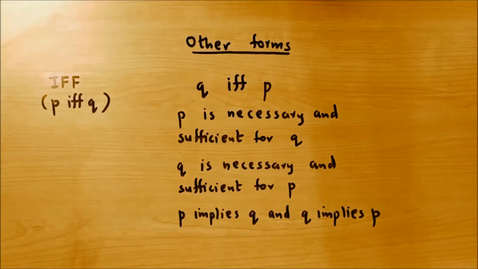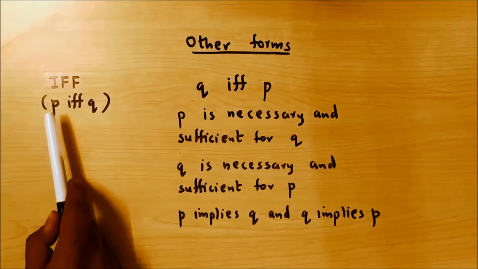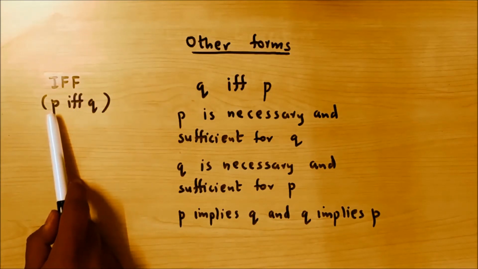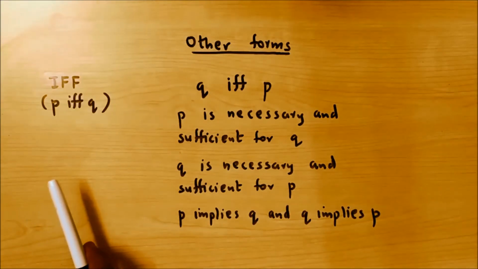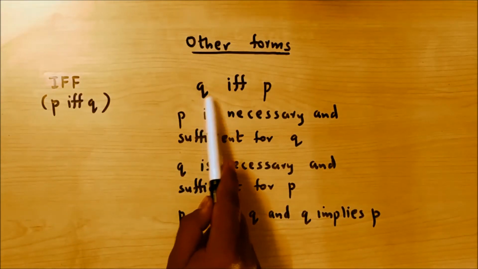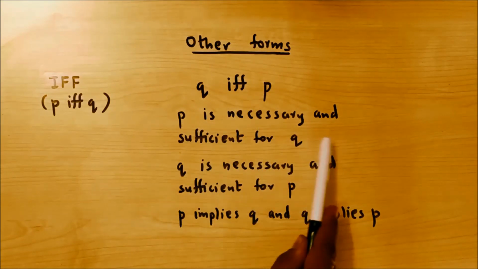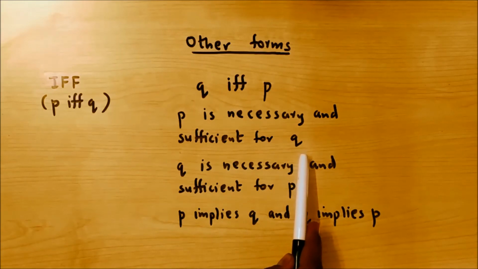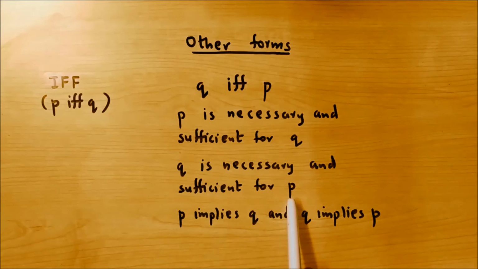Okay, now we move to the various forms of an if and only if statement. So suppose you have a statement like P if and only if Q. Now you could write it in different formats. The first one is you could write it as Q if and only if P, or P is necessary and sufficient for Q, or you could also put it as Q is necessary and sufficient for P, or lastly, P implies Q and Q implies P.